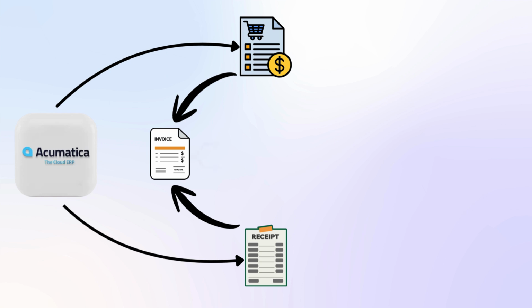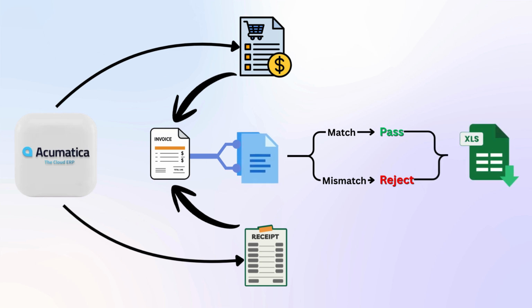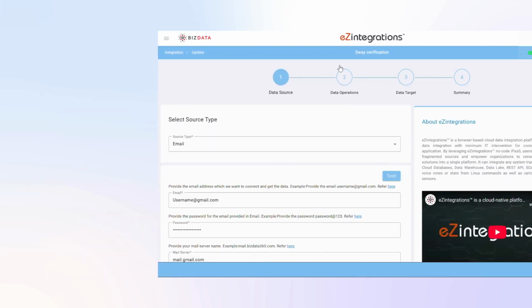After that, the core business logic executes. It compares header-level details and line item details. If everything matches, the invoice is marked as pass. If anything mismatches, it is marked as rejected with a clear failure reason. Finally, the validated results are stored in the target spreadsheet for further human review, else the invoice should get approved in ERP. For this demo, we will fetch this invoice from Gmail.